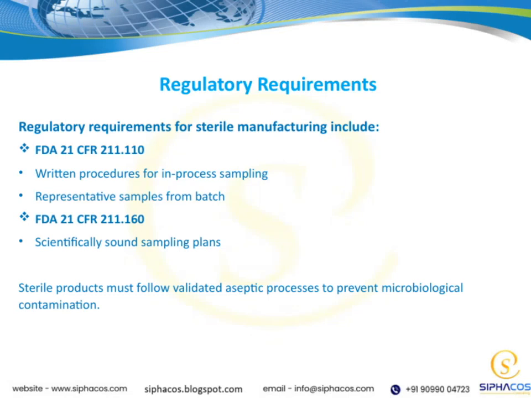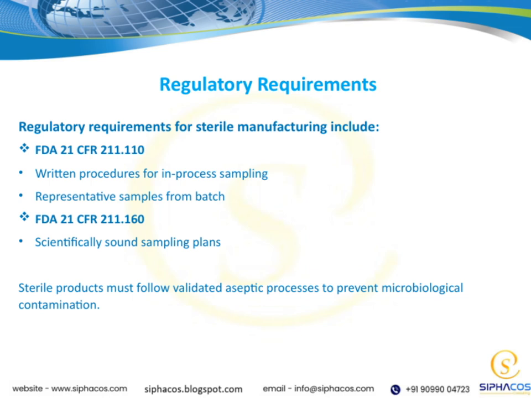Let's talk about the regulatory requirements that are essential for sterile manufacturing. First, we have FDA 21 CFR 211.11, which emphasizes the importance of having written procedures for in-process sampling. This means you need clear, documented methods to collect samples during the manufacturing process to ensure quality at every stage. Additionally, these samples should be representative of the entire batch, giving us an accurate picture of the product's consistency.